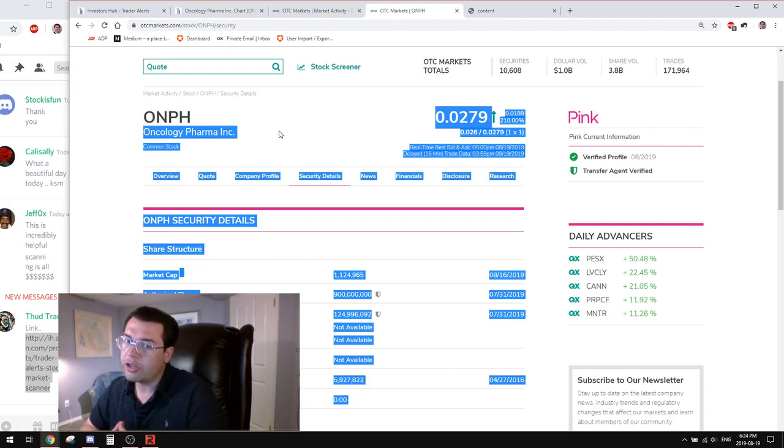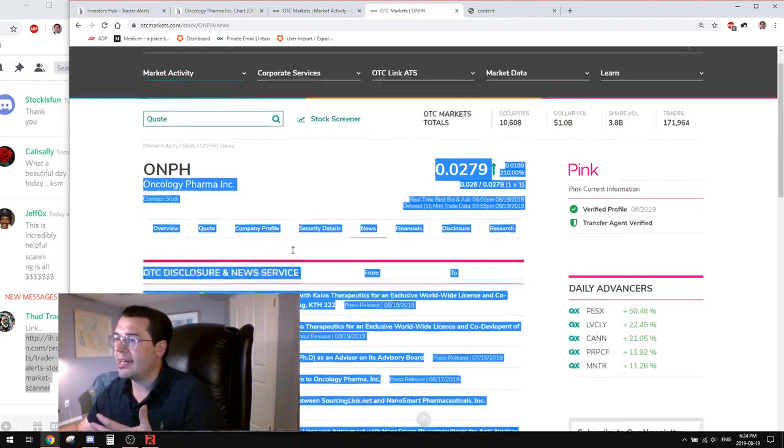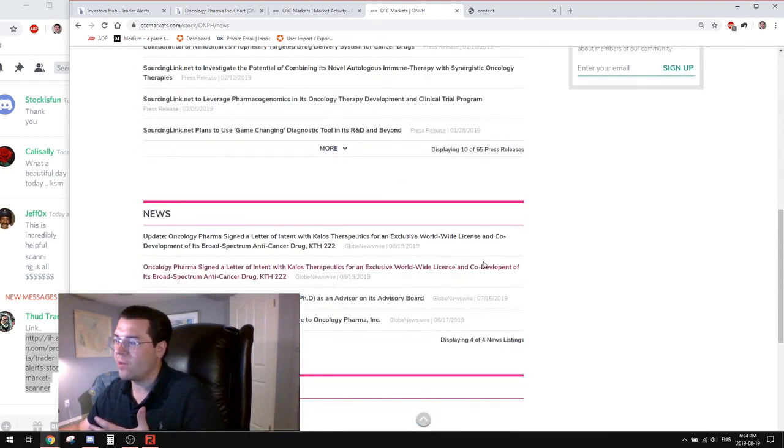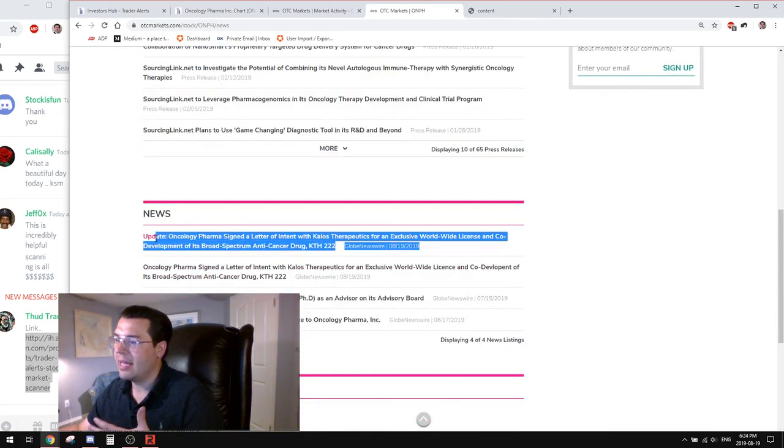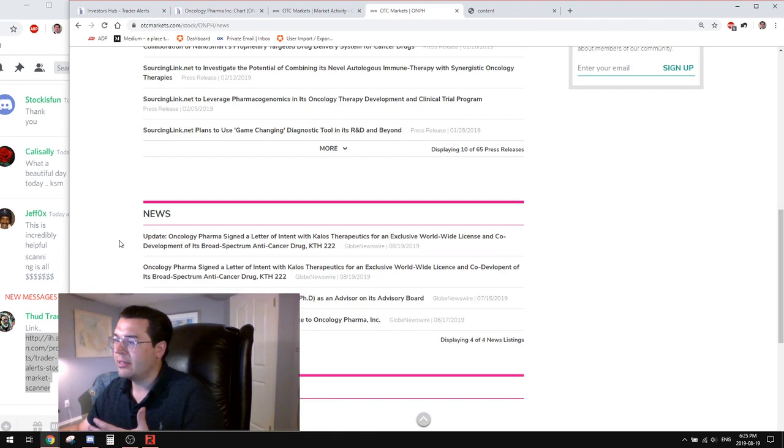Zippo. Oncology Pharma, where I'm from, it's a pretty open and shut case that it's a cancer thing, isn't it? So all this time, nobody cares. And then they have news today that they signed a letter of intent with Kalos for, believe it or not, cancer stuff.